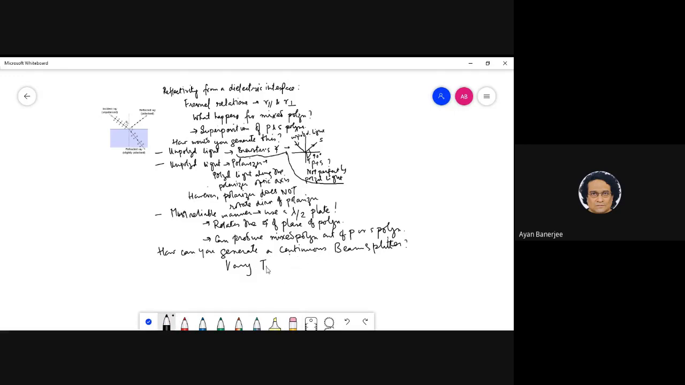If I want to vary the transmittance by reflectance ratio continuously, what will I do? How will I do it? What do you think? So I basically want to create a continuous beam.